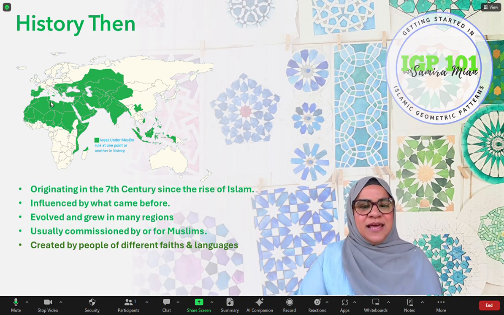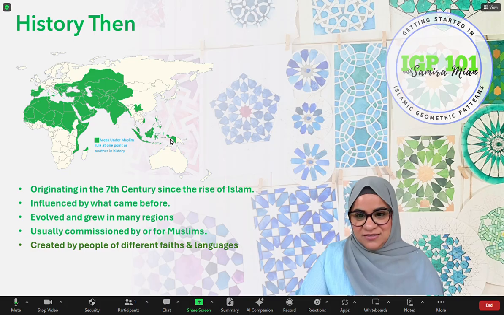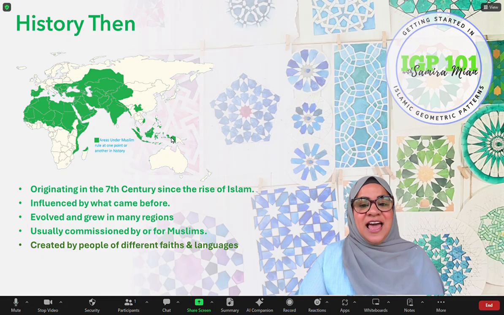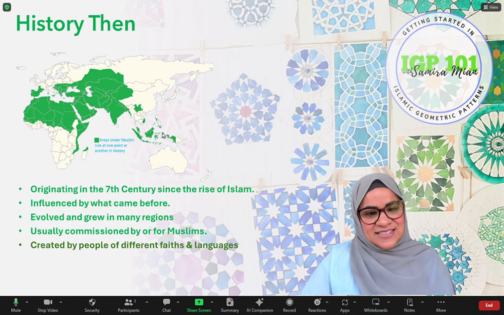And so within these places, so southern Spain, North Africa, coming from Morocco all the way to Egypt, the Arabian Peninsula, Turkey coming towards East Europe, then Central Asia, Persia, India, Pakistan and the Indian subcontinent, and to parts of China and beyond. So these are places where you might find these patterns historically.